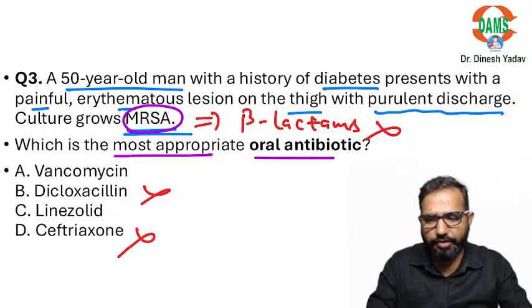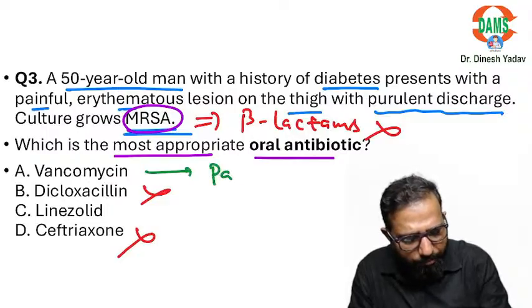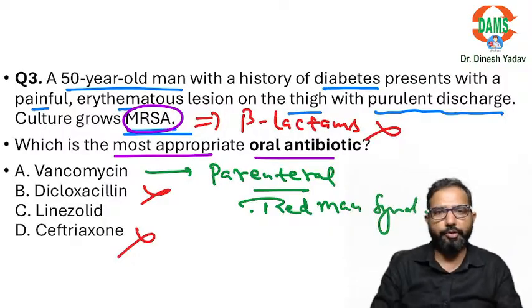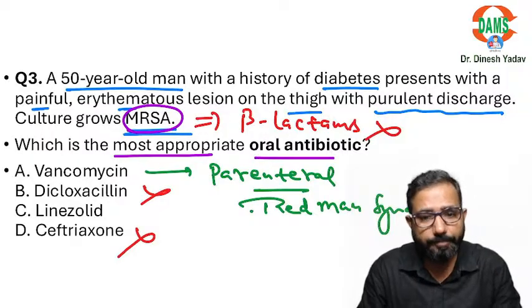So what is the correct answer? What is the correct answer, students? Because vanco is a parenteral drug. You know the red man syndrome, you know the ototoxicity due to vancomycin. Don't forget the red man syndrome, ototoxicity, and nephrotoxicity with vancomycin.